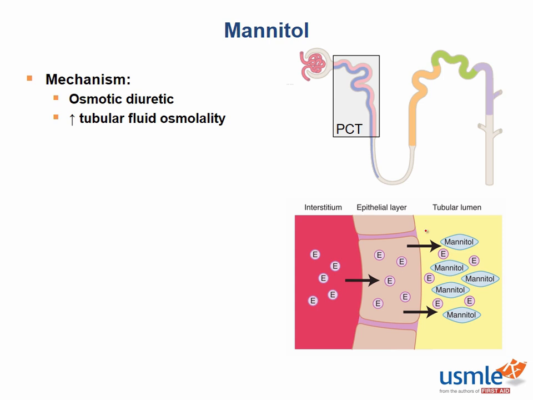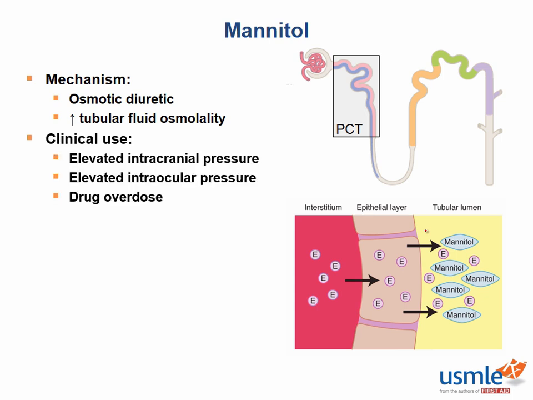So, as is always the case with pathopharmacology, the way the drug works should tell you what some of the clinical uses are. Mannitol has essentially three clinical uses: to reduce intracranial pressure, to reduce intraocular pressure, and on rare occasions to help eliminate certain drugs or toxins from the body.